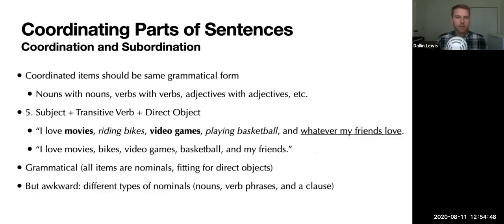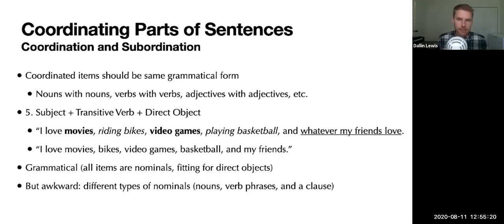So now, here is where grammar and style start to come into play. Grammatically, technically, you can have the coordinated elements of a sentence be of different types, but it will sound awkward. So look at the example here. I love movies, riding bikes, video games, playing basketball, and whatever my friends love. Now, technically, all that works. You wouldn't count that as grammatically incorrect, but it does sound a little weird, and it's certainly not as smooth as the other example. I love movies, bikes, video games, basketball, and my friends.